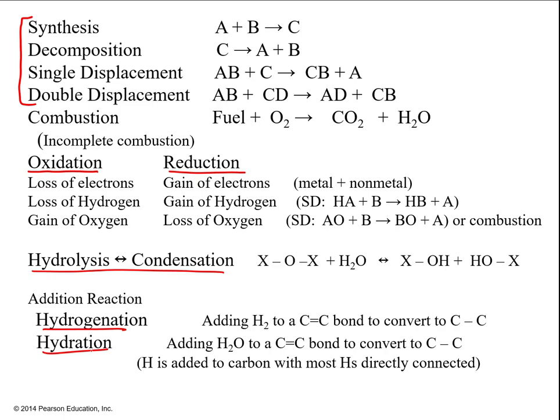Practice identifying synthesis versus decomposition, single versus double displacement. What is combustion? What is incomplete combustion? Really, the only thing in chapter 5 that's not really summarized here is the information about lipids. So what is a fat? What is an oil? How are they different from each other? Because we talked about plant sources versus animal sources. That information isn't really on here, but you should know those differences.